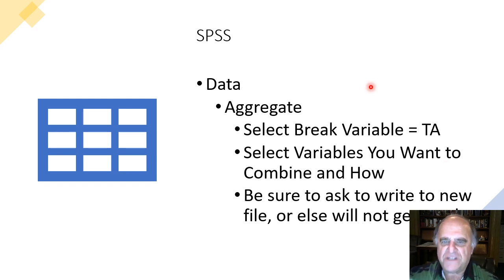So again, you go to data in the menu at the top, then aggregate, then select the break variable, in this case TA, and then select the variables you want to combine and how. In this case, we want to average them.